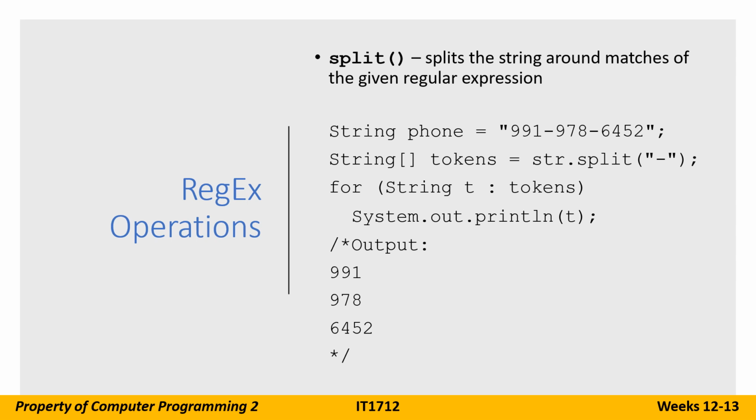In the for each loop, each element t of the tokens array is printed using the System.out.println method. When the program is executed, the output will be as follows. This is because the string 991-978-6452 is split at each occurrence of the delimiter dash, resulting in 3 substrings, 991, 978, and 6452. The for each loop then iterates over these substrings and prints each of them on a separate line.